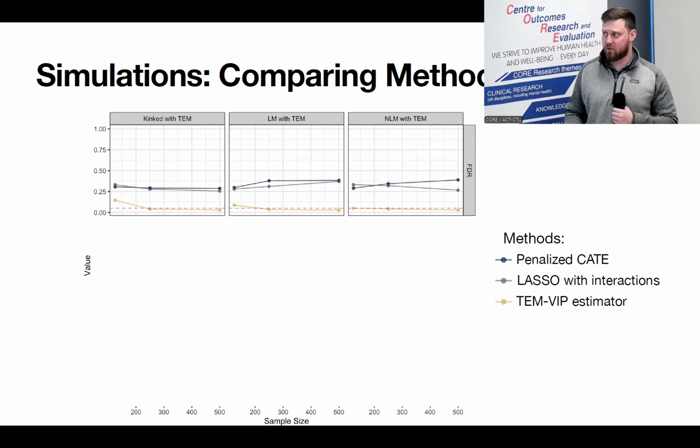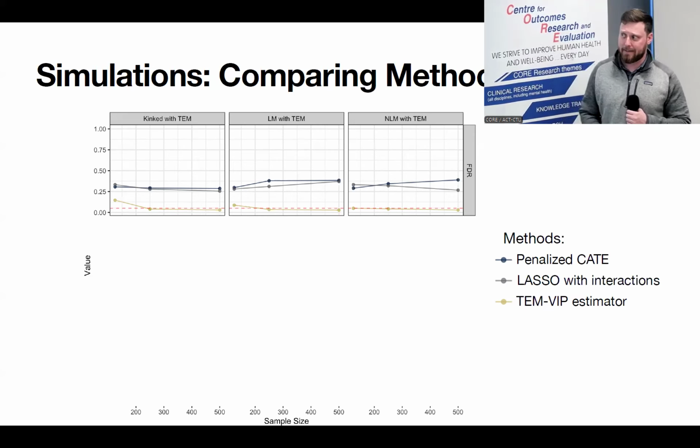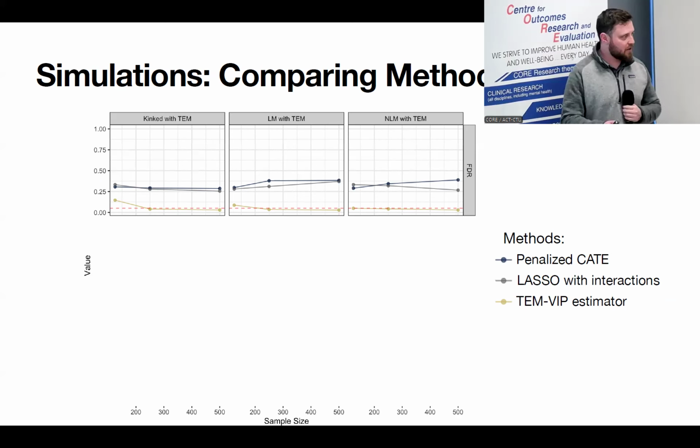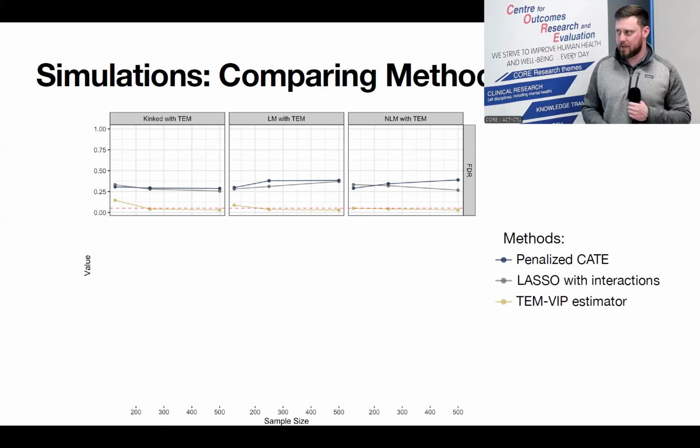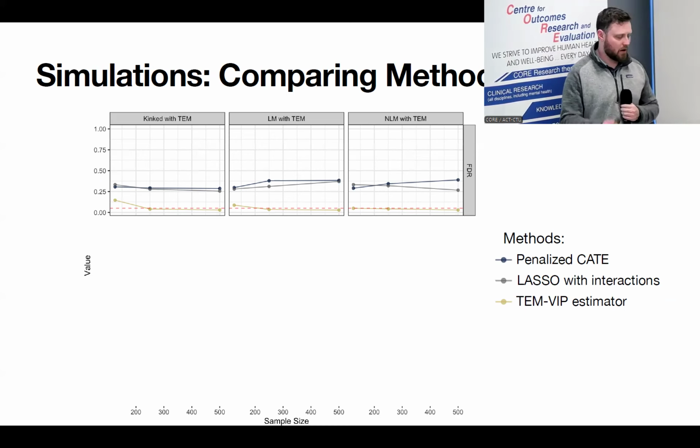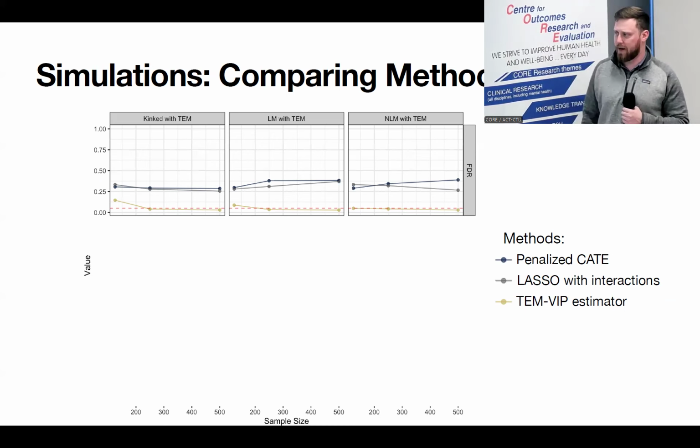And we also assumed different relationships between the outcome and these effect modifiers. So the kinked treatment effect modifiers are somewhat nonlinear, they're piecewise linear. This linear model over here assumes that the relationship is linear, which is good for the traditional approaches. And then we have a very nonlinear relationship between our outcomes and our pretreatment covariates on the right.